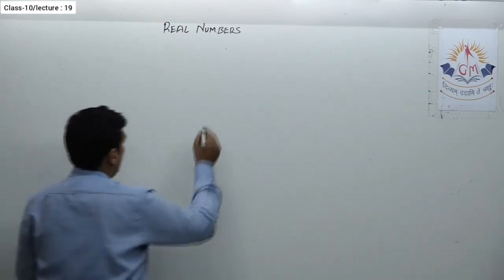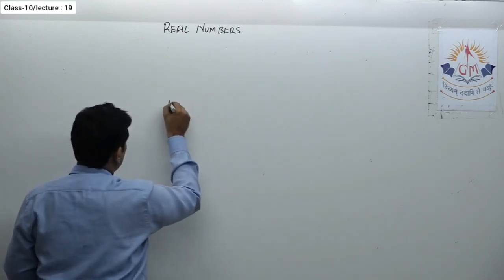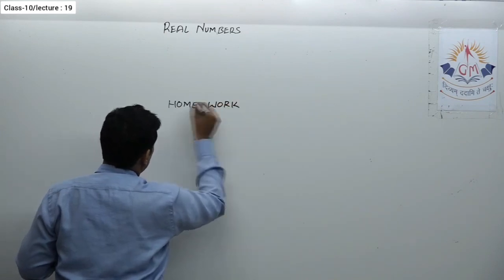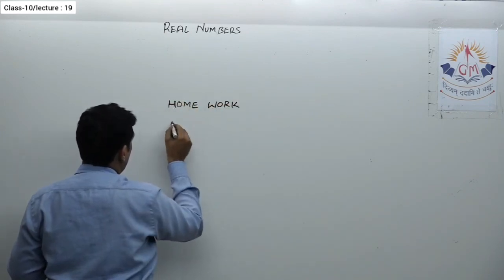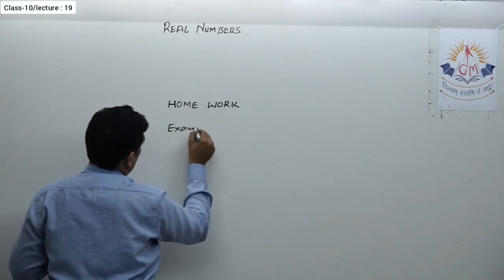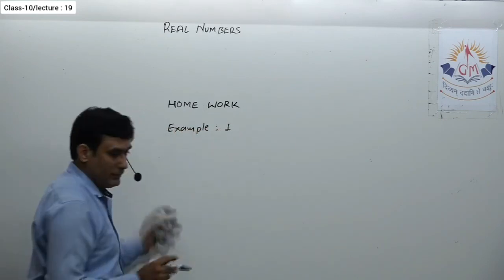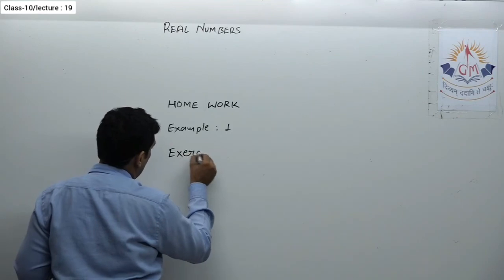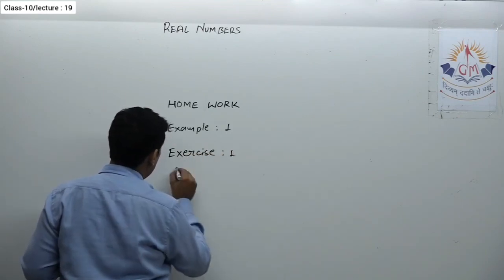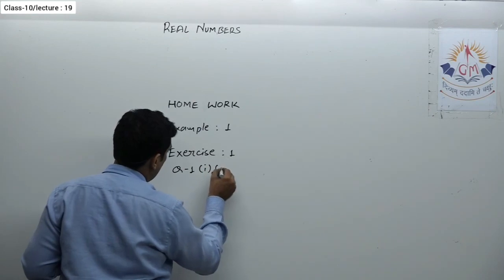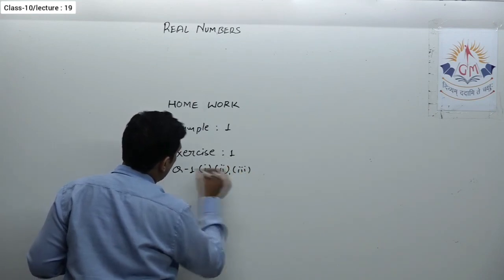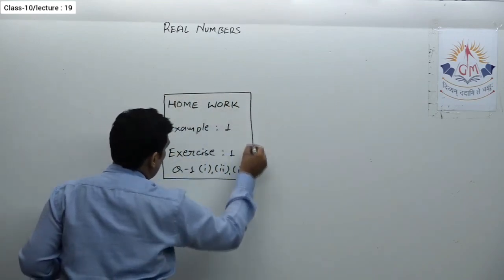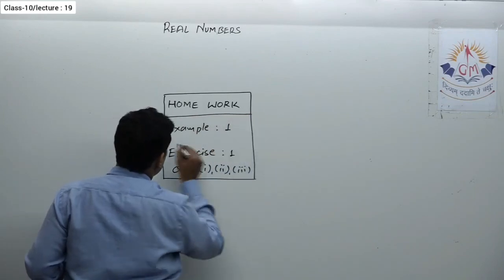Okay, now note down your homework for this lecture. Example 1 that I discussed over here, and exercise 1, question number 1, all three parts. However, we'll discuss this type of sum in our next lecture as well, but you should have one try. Okay, so this is your homework for this lecture.